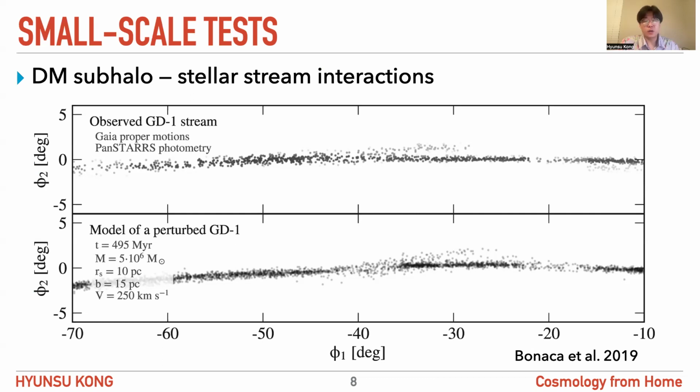And here I'll quickly go over some of the most promising efforts. The first example is by studying dark matter halo interactions with thin stellar streams from disrupted globular clusters. Here I'm showing the result from Bonazza et al. 2019 that showed the structural characteristics such as the gaps and spurs in the observed GD1 stellar stream can be reproduced in a simulated model that models a thin stellar stream undergoing interactions with dark matter subhalos passing by.